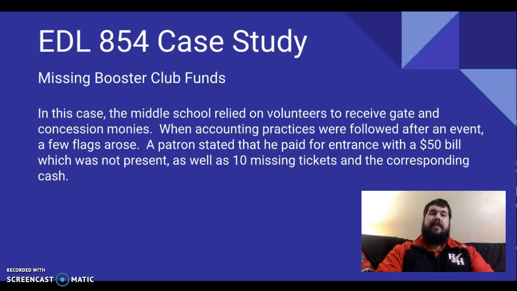In the Missing Booster Club Funds case study, the middle school really relied on volunteers to receive gate and concession monies. Then, when accounting practices were followed after an event, a few flags arose. A patron stated that he paid for the entrance with a $50 bill, but it was not present in the money bag, as well as 10 missing tickets and the corresponding cash that goes with those 10 missing tickets.